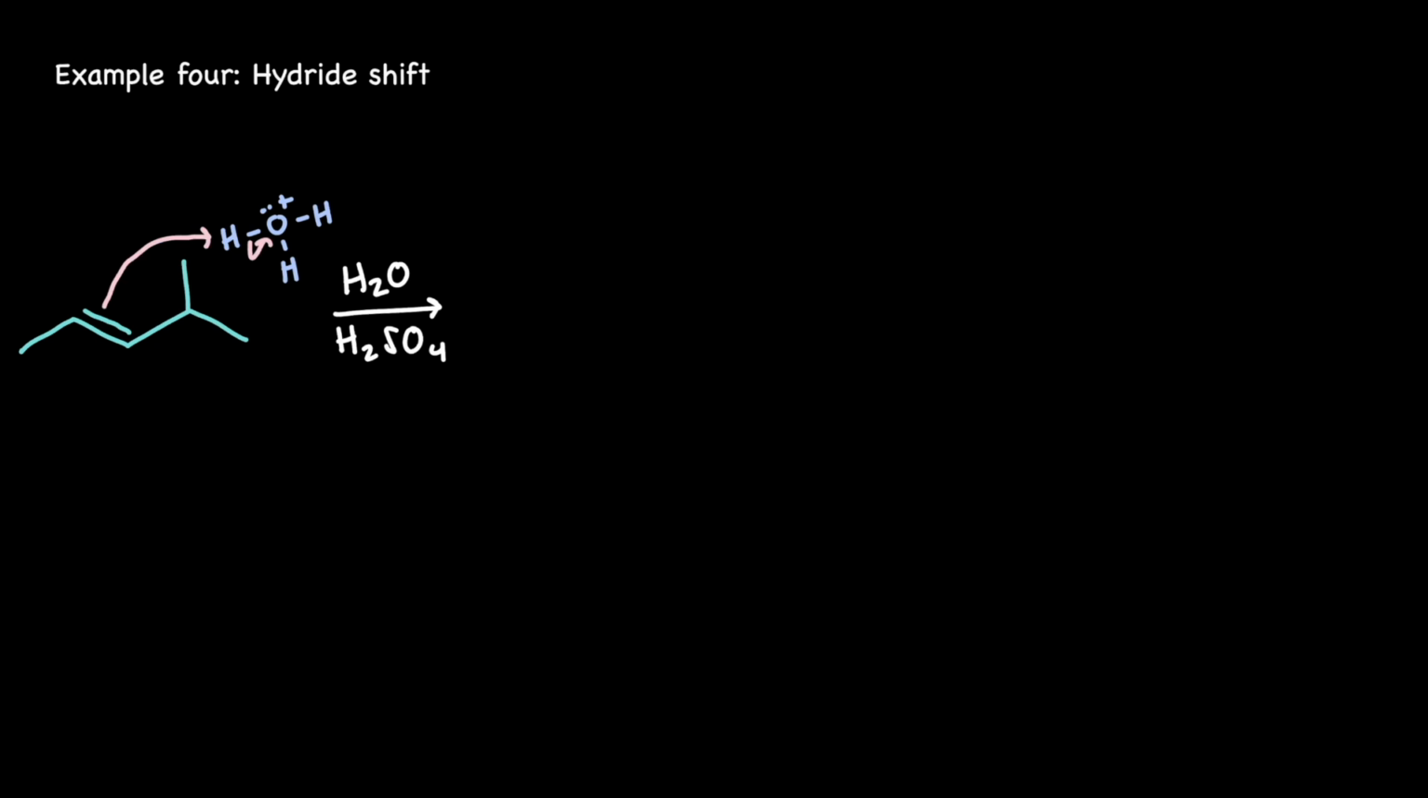Example 4. Hydride shift during alkene hydration. 4-methyl-2-pentene reacting with water and dilute sulfuric acid. Sulfuric acid and water create the hydronium ion used in the mechanism. The double bond attacks a hydrogen ion. Protonation of the alkene initially forms a secondary carbocation.